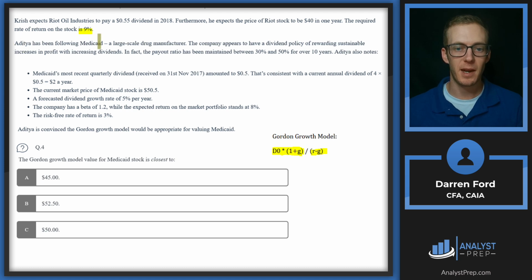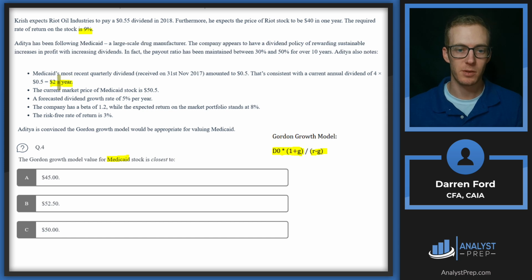Aditya has been following Medicaid, a large-scale drug manufacturer. That's the company we're looking for. The company appears to have a dividend policy of rewarding sustainable increases in profit with increasing dividends. In fact, the payout ratio has been maintained between 30% and 50% for over 10 years. Aditya also notes Medicaid's most recent quarterly dividend received on the 31st of November 2017 amounted to 0.5. That's consistent with the current annual dividend amount of 4 times 0.5 or $2 per year.